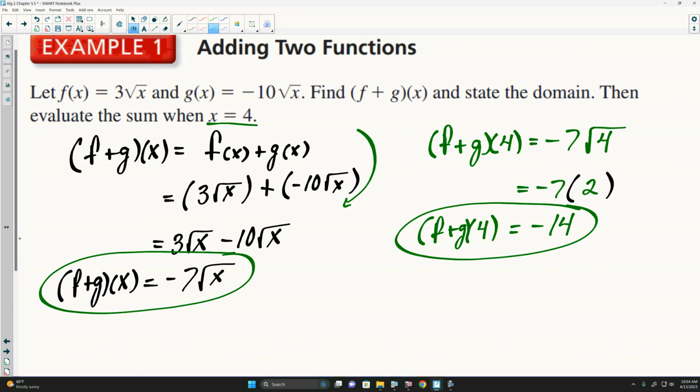So it wanted us to find f plus g of x and then evaluate when x is 4. We don't have to state the domain, the values of x that we can plug into the function. For both of these, the domain would be the values of x that are greater than or equal to 0, because we can't have a negative inside of an even root. But I'm not too focused on the domain for these. That would be next chapter.